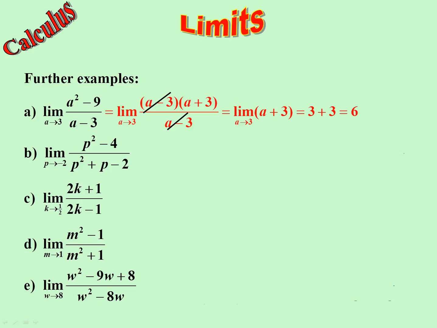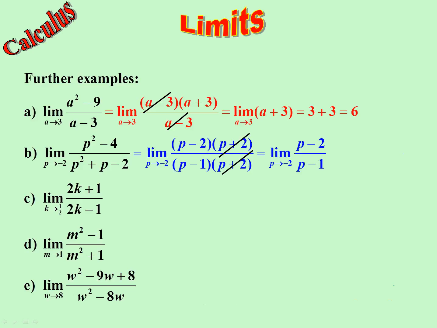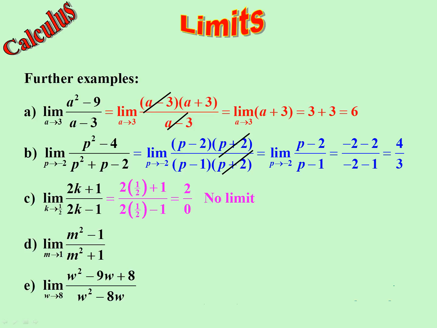We can substitute. The next one gives you 0/0, so we factorize, we cancel, and we can now substitute. This next one doesn't give you 0/0. In fact, it gives you 2/0. Do you remember that? That's undefined. So we say no limit, or the limit does not exist.